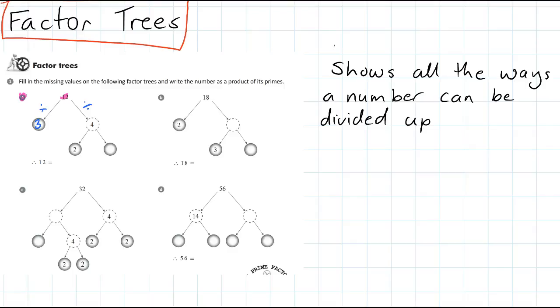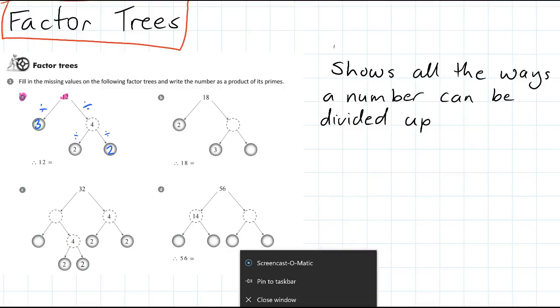Now 4 is not a prime factor. 4 can be broken up into its own little chunks, which is 2 and 2. Okay? Each line should be a way it can be divided up. If you times the 2 levels together, so the 2 numbers together, you should get the one on top. So 2 times 2 together makes 4.